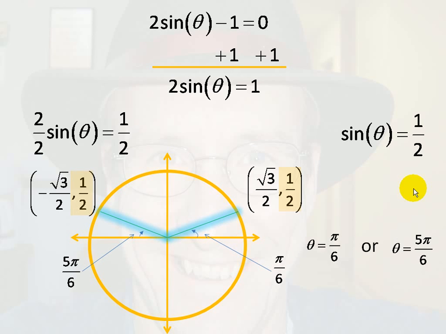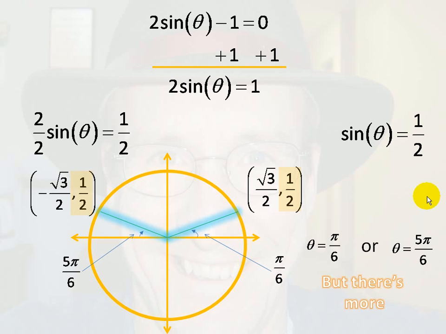Now, notice that these angles, this pi over 6 and this 5 pi over 6, have many coterminal angles. And that's what we want to explore next, because there are actually more angles that will yield solutions to this sine theta equals 1/2 than just pi over 6 and 5 pi over 6. We must be able to list all the coterminal angles.